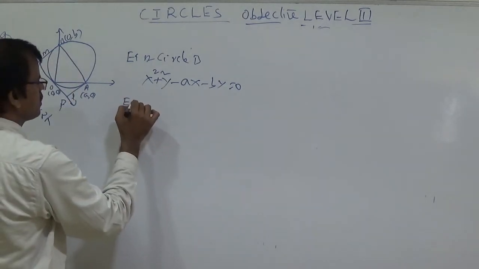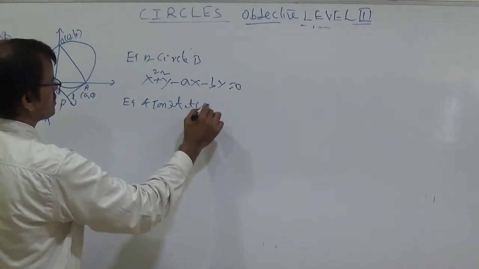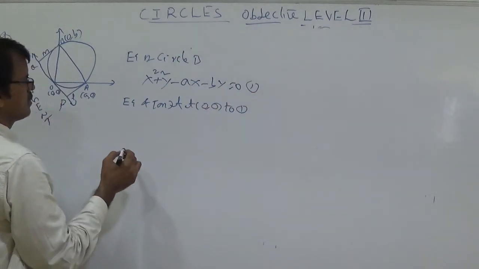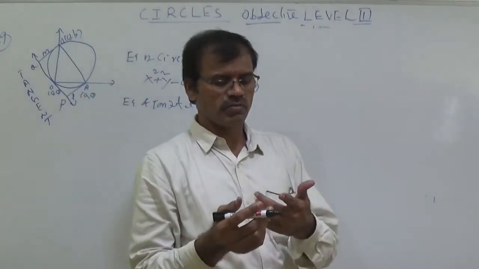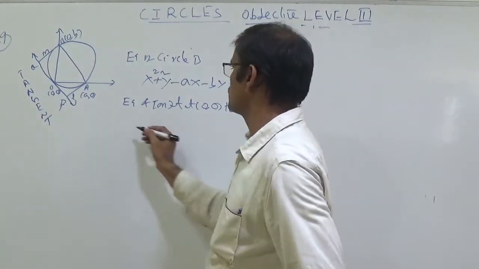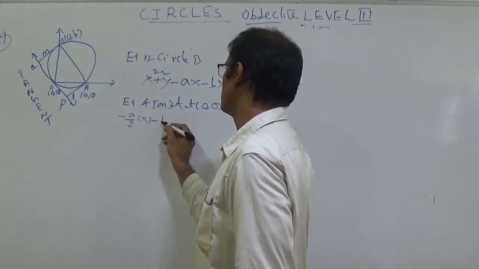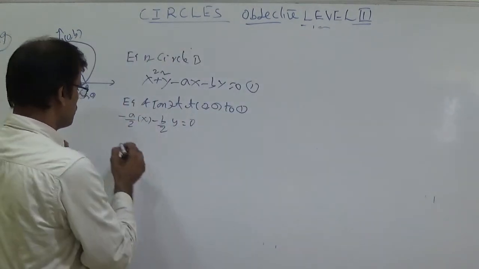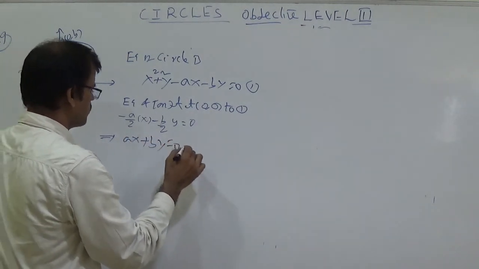So we should calculate the equation of the tangent at 0, 0 to this circle. The formula is S1 equal to 0: x into x1 plus y into y1 plus g into x plus x1 plus f into y plus y1 equal to 0. So x into 0 plus y into 0 minus a by 2 into x plus minus b by 2 into y equal to 0. Multiplying with 2, it becomes ax plus by equal to 0.